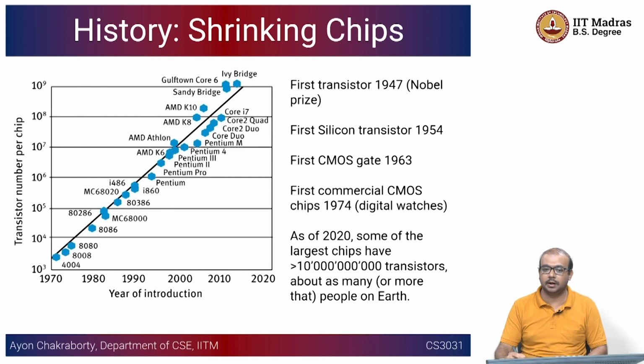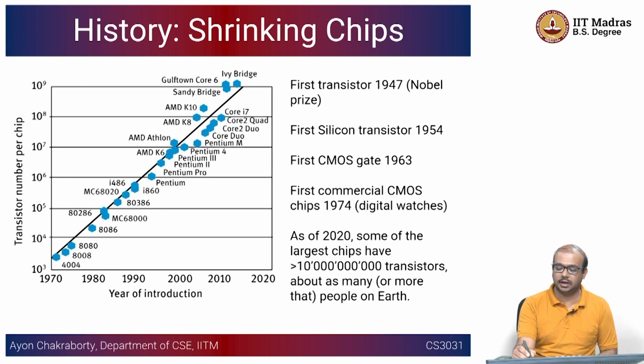CMOS is complementary metal oxide semiconductor. This is a special kind of transistor that has historically been used to build all the modern microelectronic devices. The first CMOS gate was built in 1963, and the first commercial CMOS chips in 1974, and at that time digital watches were made, because digital watches used some amount of electronic circuitry, and they were using the CMOS chips. That was as early as 1974.